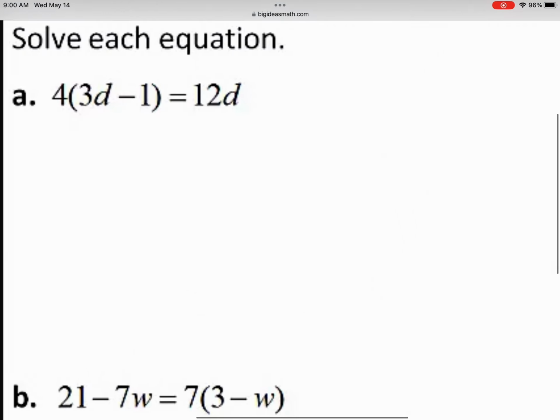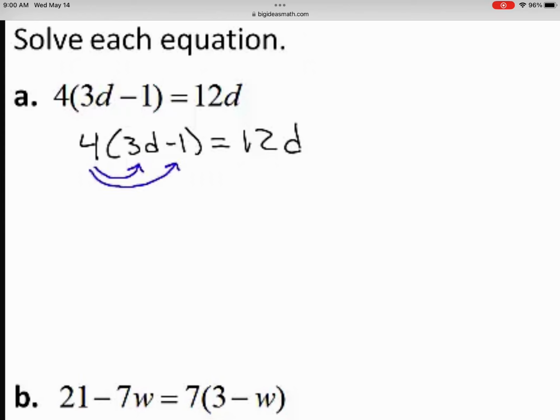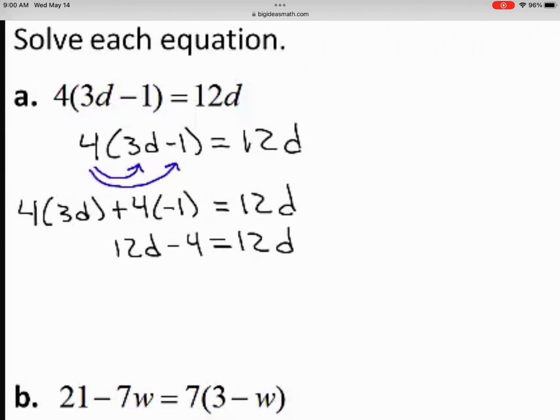Solve each equation. Part A. 4 times the quantity 3d minus 1 equals 12d. First write the equation. 4 times the quantity 3d minus 1 equals 12d. Next, use the distributive property. Multiply 4 times 3d and 4 times negative 1. 4 times 3d plus 4 times negative 1 equals 12d, which simplifies to 12d minus 4 equals 12d.